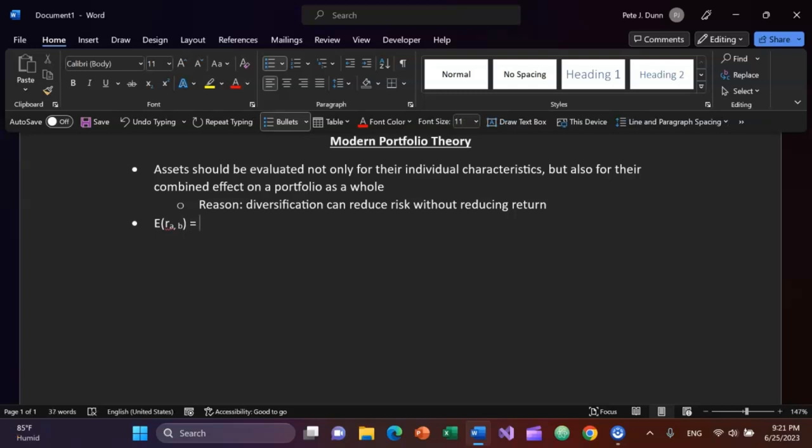Expected return of a two asset portfolio, asset alpha and asset bravo, is the expected return, Control equal sign, of asset alpha times the weight, the portfolio weight in alpha, plus expected return of asset bravo times the weight in asset bravo. This is expected return for a two asset portfolio.